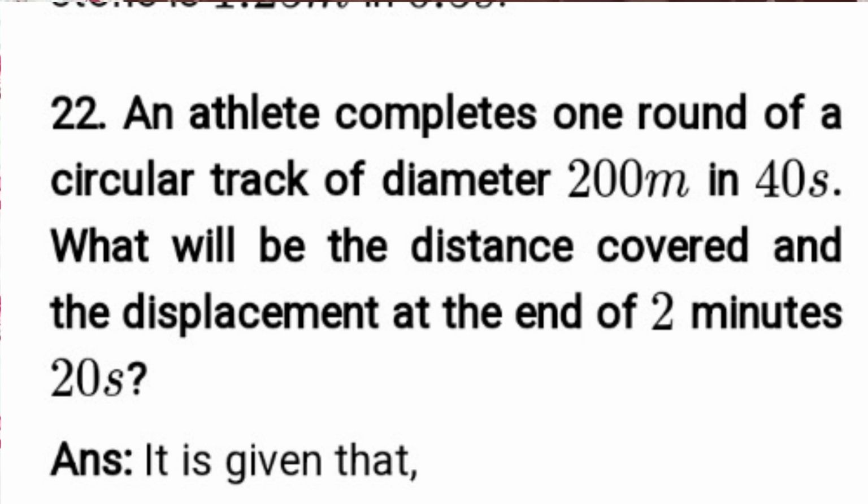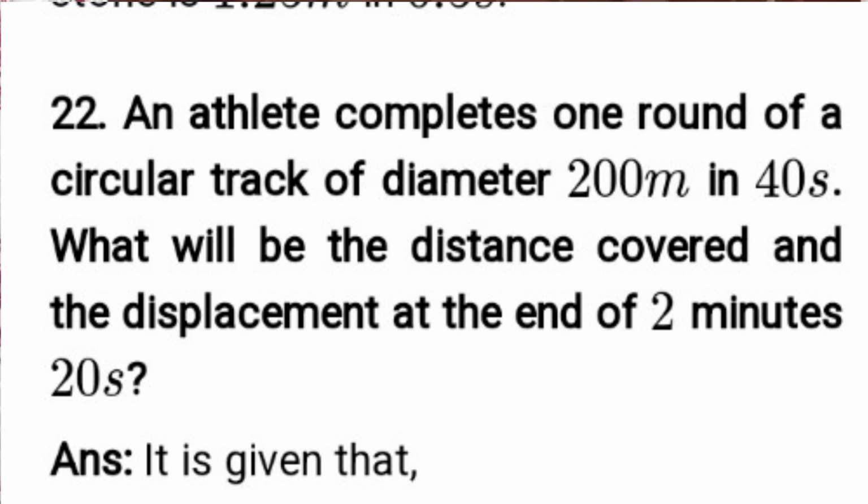First of all, whenever we get a question, we have to read it once more and note down the given data. So what are the things given here? An athlete is completing one round of a circular track of diameter 200 meters. So the athlete is traveling in a circular path which has a diameter of 200 meters, and it takes 40 seconds to complete one circular path. We have to calculate the distance and the displacement at the end of 2 minutes and 20 seconds.